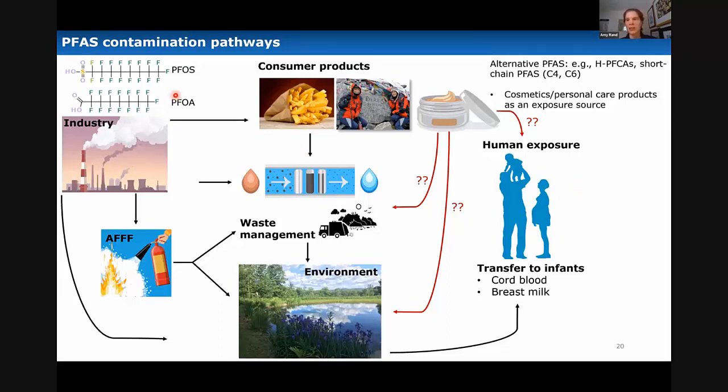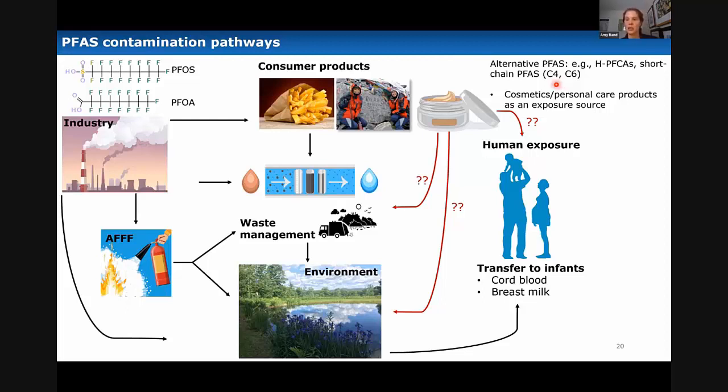We know that PFAS migration and contamination in both biological samples as well as the environment is complicated given the many different sources and pathways of exposure. In response to regulatory and research activities, manufacturers are substituting common PFAS like PFOS and PFOA with alternative PFAS like these HPFCAs and short chain PFAS having C4 and C6 linkages. And yet these alternatives are already being detected in both biotic and abiotic environments.